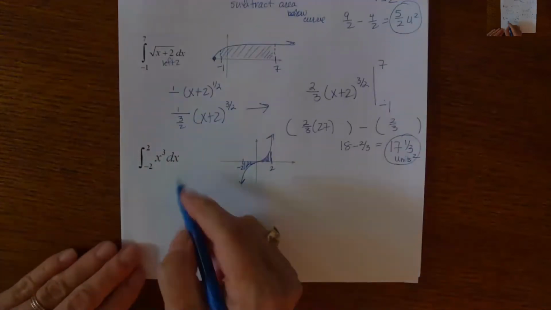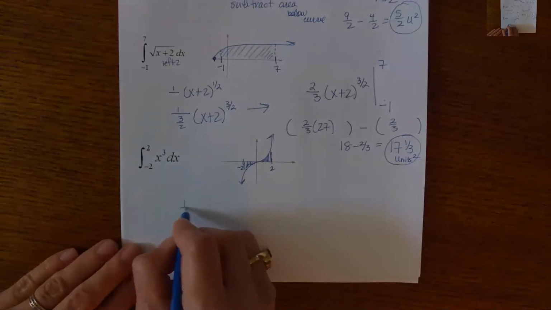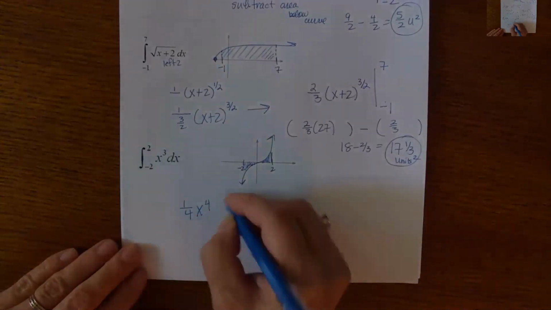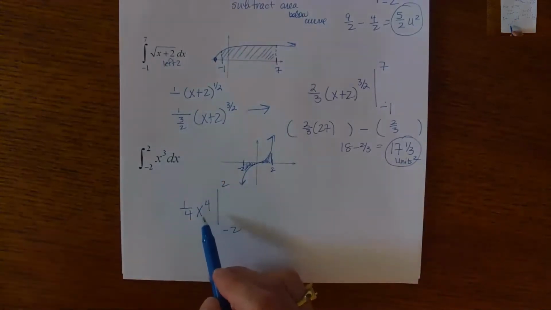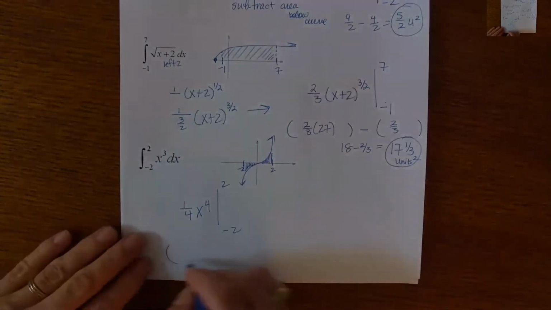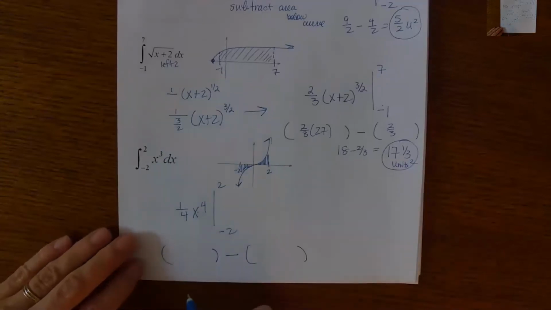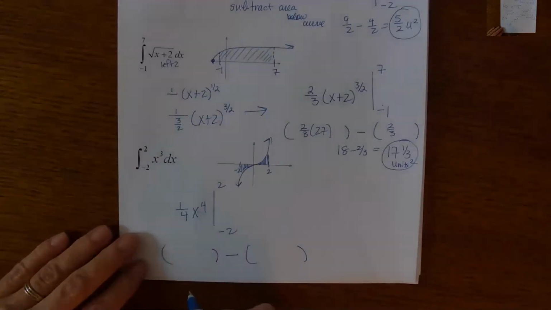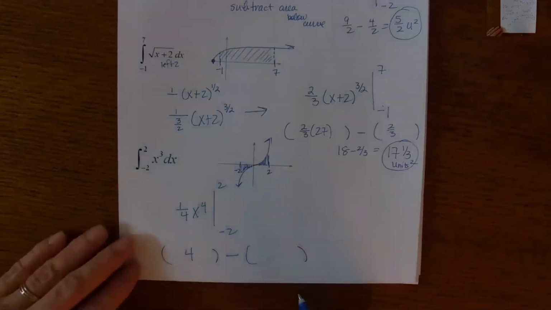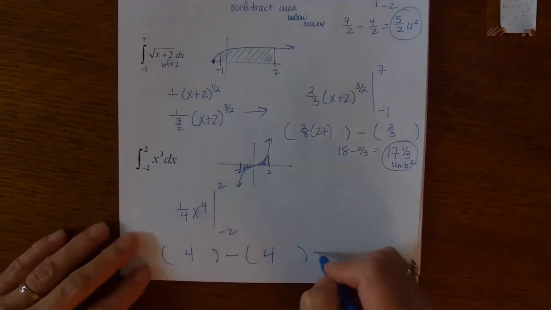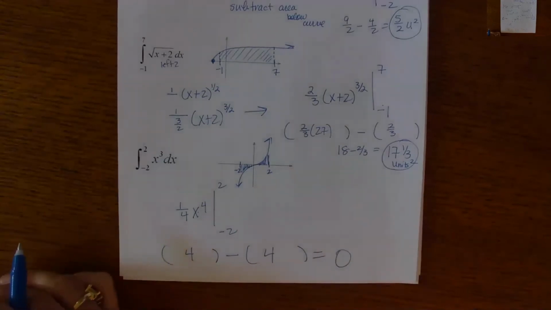Well, let's do it. Let's integrate x cubed. What do you get when you integrate x cubed? 1/4 x to the 4th from -2 to 2. What's 2 to the 4th? 2 to the 4th is 16. 1/4 of 16 is what? 4. -2 to the 4th is 16, and 1/4 of 16 is 4. And what's 4 minus 4? 0.